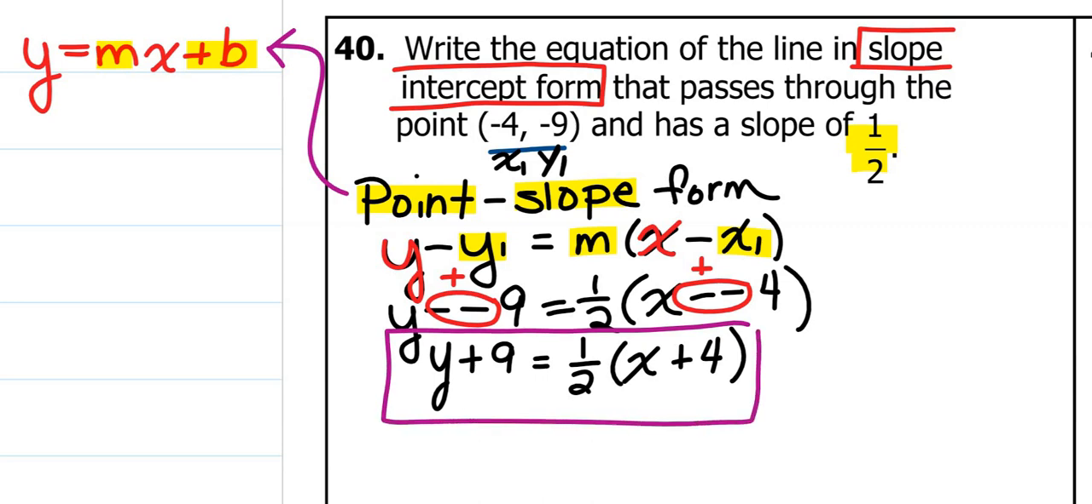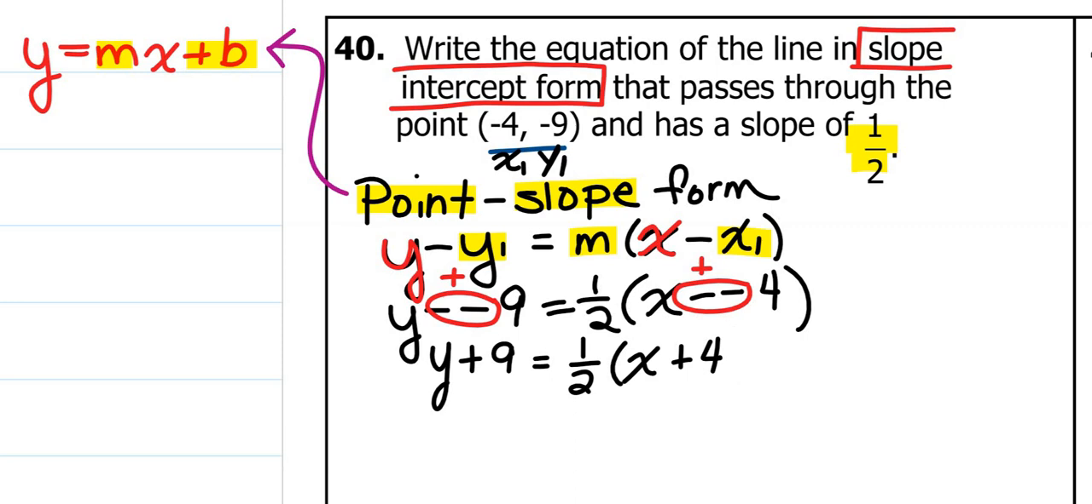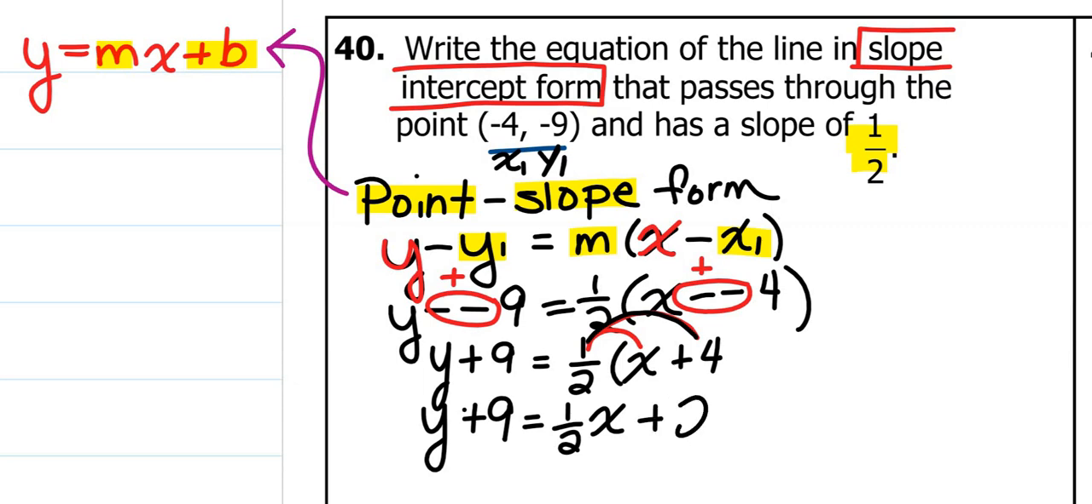Now, to get it into slope intercept, we're going to do some manipulation. We're going to try to get the y value all by itself. We're going to distribute into the parentheses, and we're going to get it into y equals form. So let's get started. First thing that we're going to do is take that 1/2 and distribute it to the x and to the 4. So this is going to become y + 9 = 1/2 times x is 1/2 x, and then 1/2 times 4, half of 4 is 2, so plus 2.